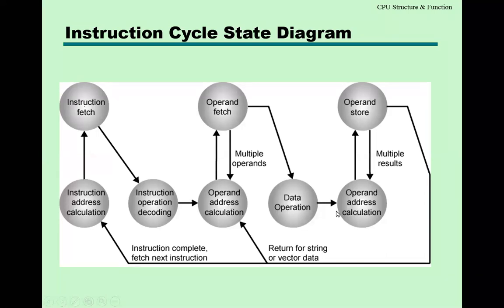Then you will get the result, right? So we have to store the result. If multiple results are there, multiple times we have to store the respective operand. Sometimes we have to pass the result for the next mathematical operation or any kind of execution, so the result will be transferred to the operand address calculation step. Otherwise, the computer is ready to fetch the next instruction. So this is a very simple instruction cycle state diagram.